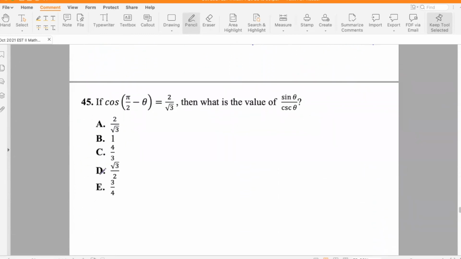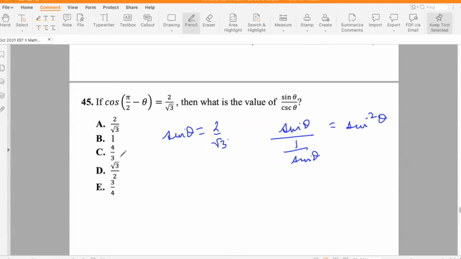If cos of pi by 2 minus theta is 2 by root 3, what is the value of sine theta by cosec theta? Okay, cos pi by 2 minus theta is simply sine theta. So that's 2 by root 3. And sine theta by cosec theta is sine theta times sine theta, so that becomes sine square theta. So sine square theta would be 4 by 3.